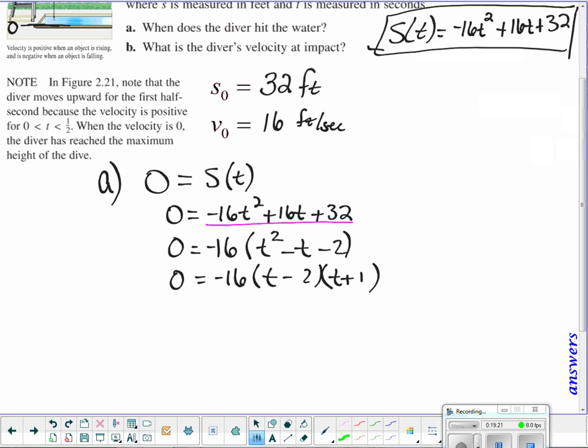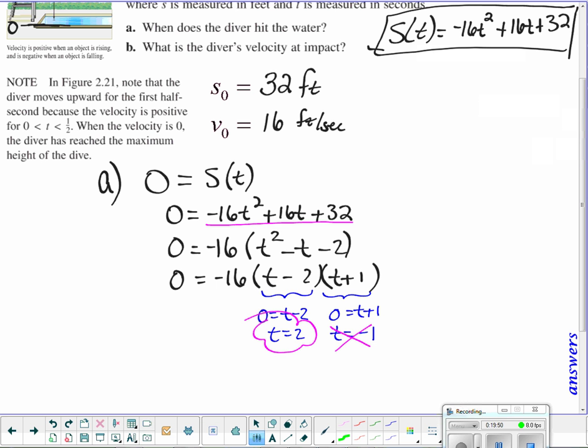In order to get my zeros, I'm going to take each of these factors and set them equal to 0. T is equal to 2. Take this factor, set it equal to 0, and t is equal to negative 1. But negative time doesn't make too much sense, so we will exclude that possibility. So obviously, he entered the water at time 2. Very good.